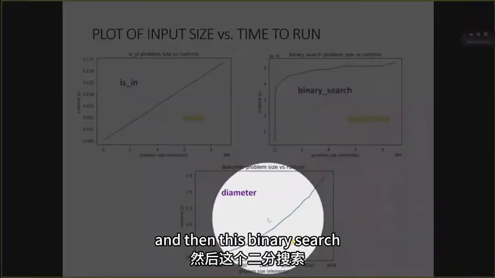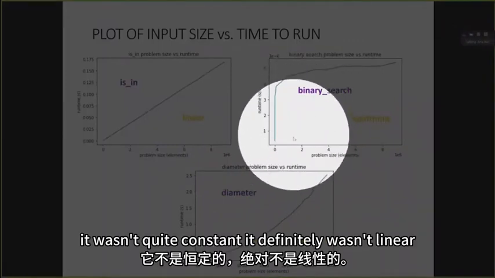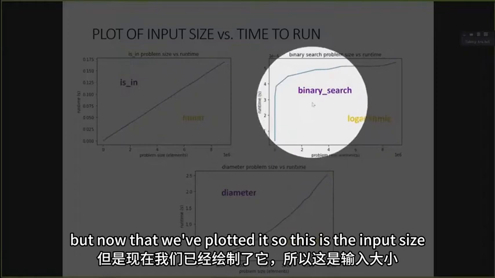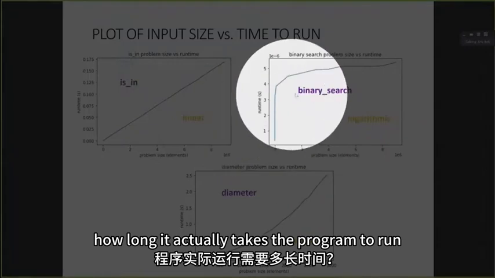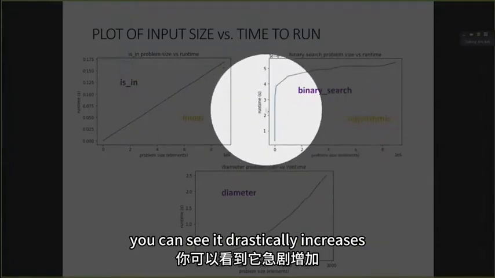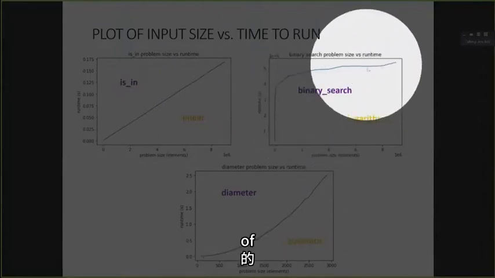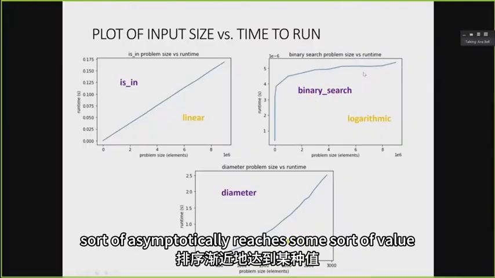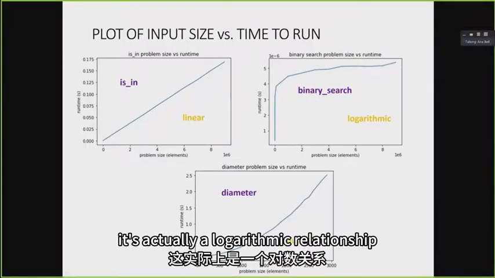And then this binary search, we were very unsure of what it was, right? It wasn't quite constant. It definitely wasn't linear. But now that we've plotted it, so this is the input size, and this is how long it actually takes the program to run, you can see it drastically increases when the input size is very small, but then it kind of sort of asymptotically reaches some sort of value. It's actually a logarithmic relationship.